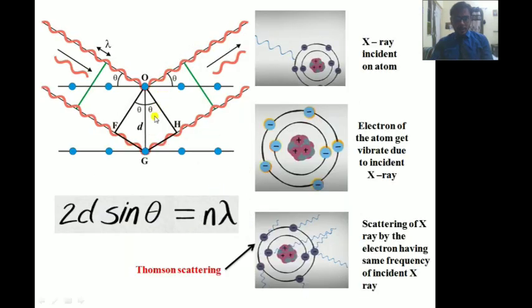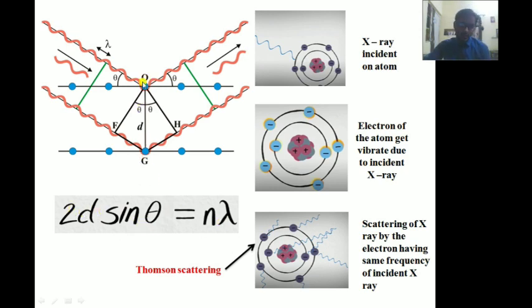So there is one more thing I would like to share with you: this condition happens only when they follow Bragg's equation. What is this Bragg's equation? That equation is 2d sin theta equals n lambda.